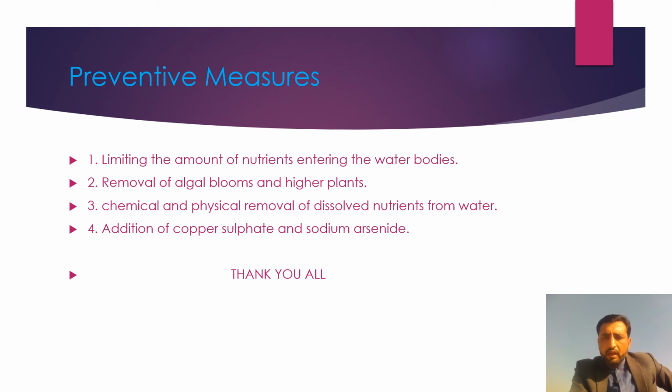The fourth major preventive measure is the addition of copper sulfate and sodium arsenide. These are the chemical compounds which disturb the growth of algae and other harmful organisms which play a major role in the process of eutrophication. So this is the whole story of the process of eutrophication.